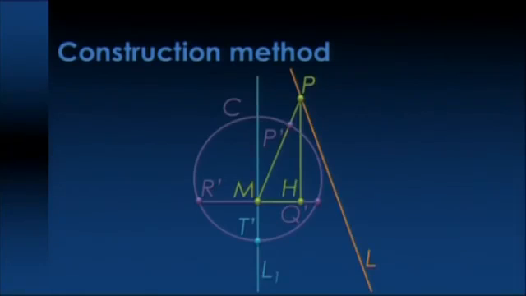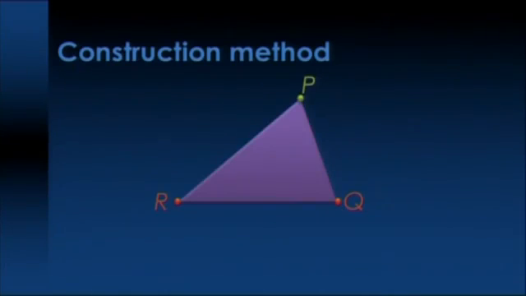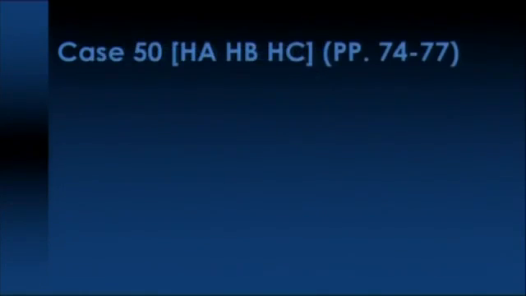Then we also construct a line L through P, which is parallel to P'Q', and extend HQ' to Q, such that Q lies on L. After that, we also extend MR' to the other side to R, so that MQ and MR are the same. Then MQR is the triangle we need.